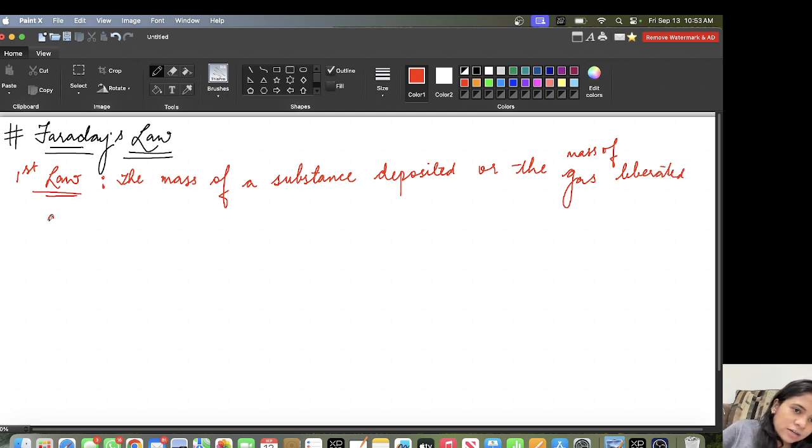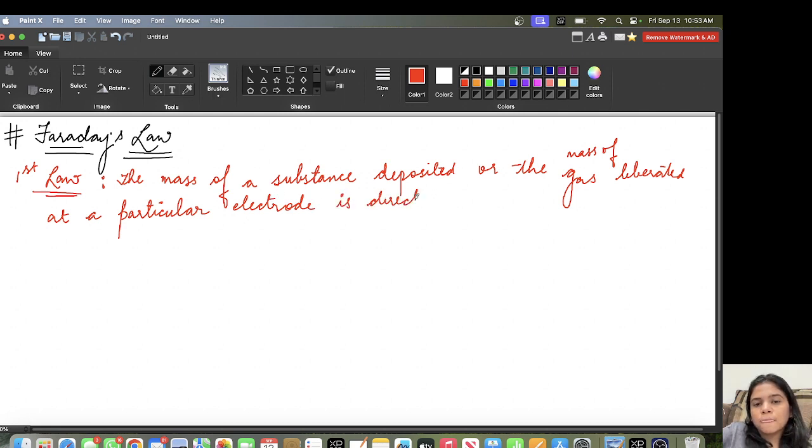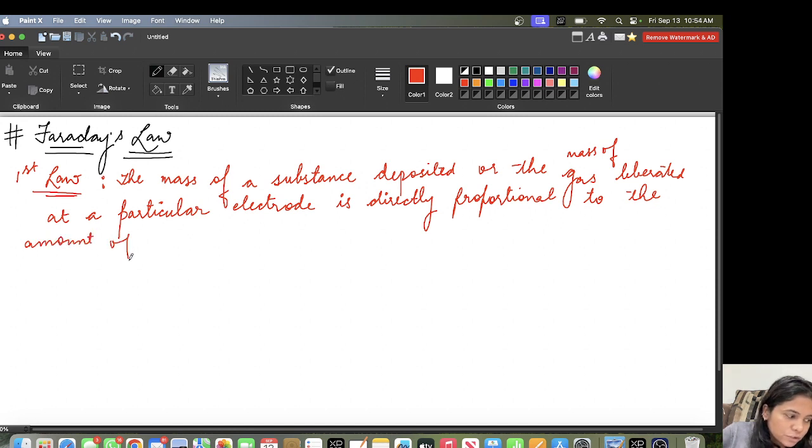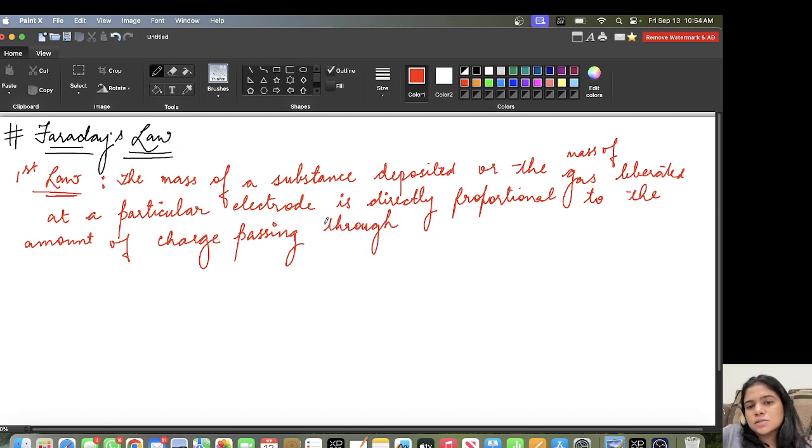at a particular electrode is directly proportional to the amount of current passed, or the amount of charge passing through the solution.